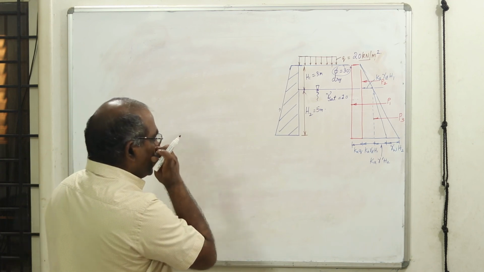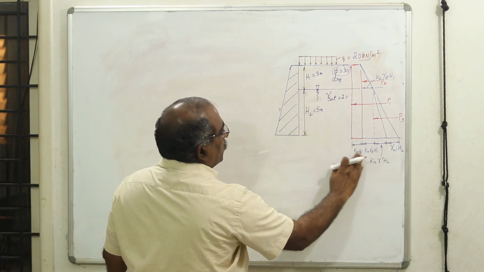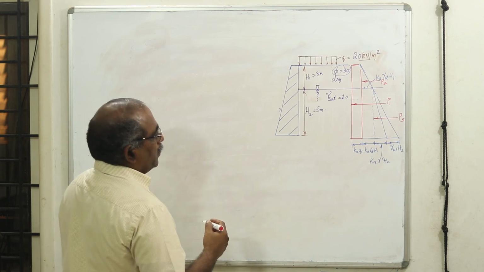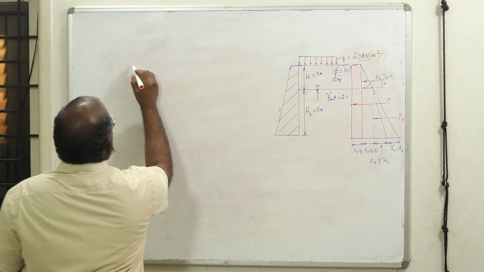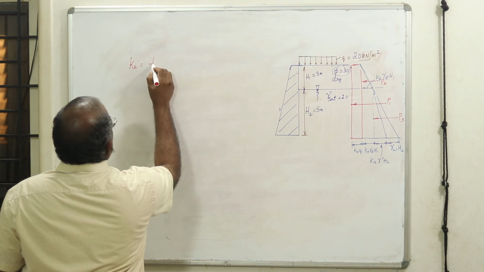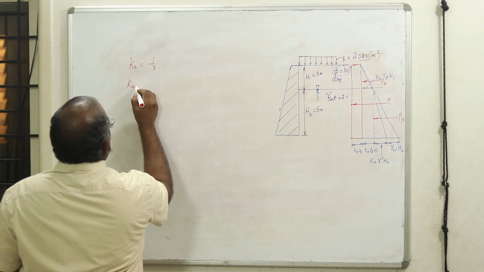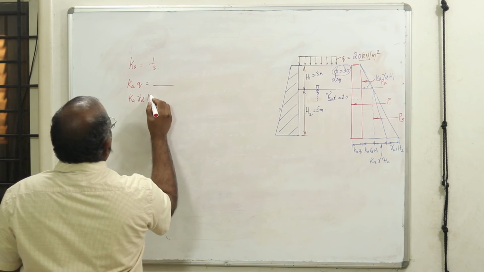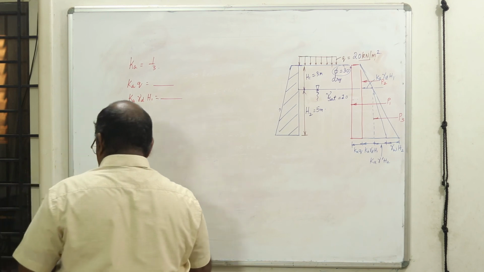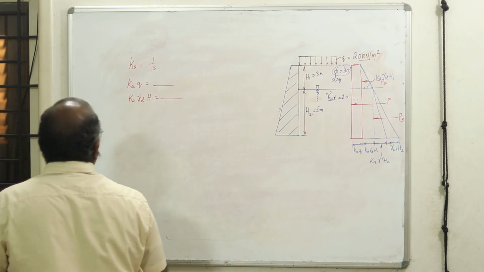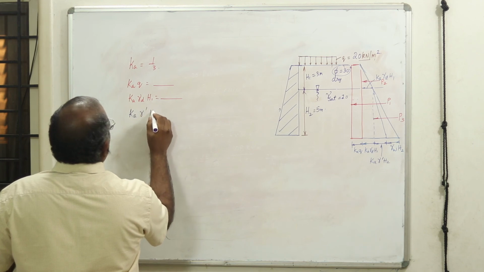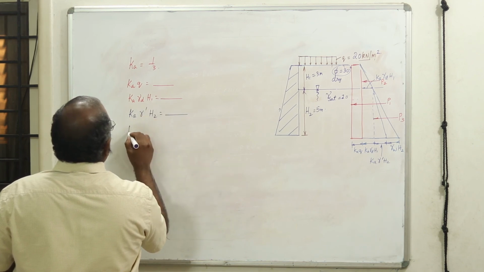Okay, it's a simple case. Once you draw the pressure distribution diagram, the case is very simple. There's only simple calculation. We have to find out what is Ka first, it is 1 over 3. Then you find out what is Kaq, what is the value. Then Ka gamma d into H1, what is that value? Find out the value. Once you find out these three, then Ka into gamma dash into H2, what is that value?